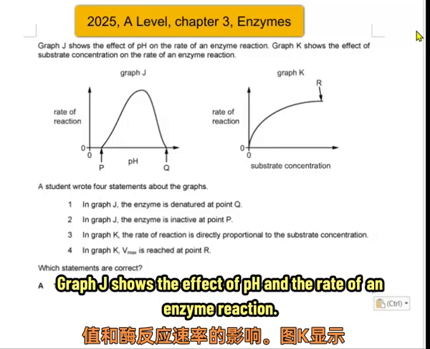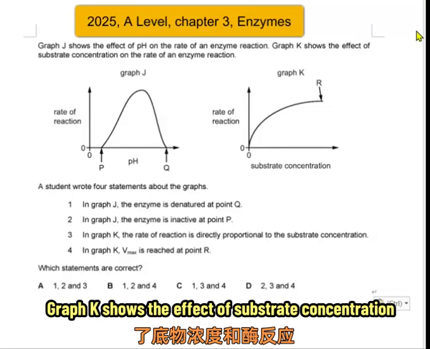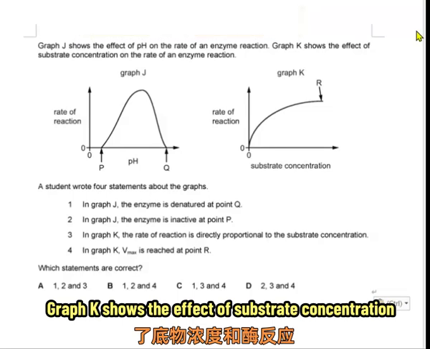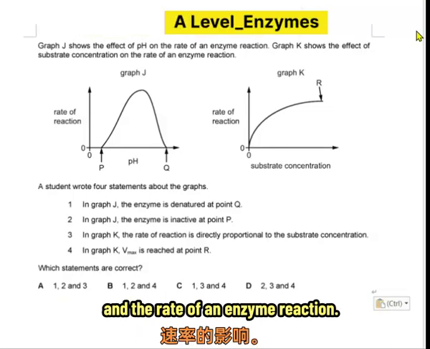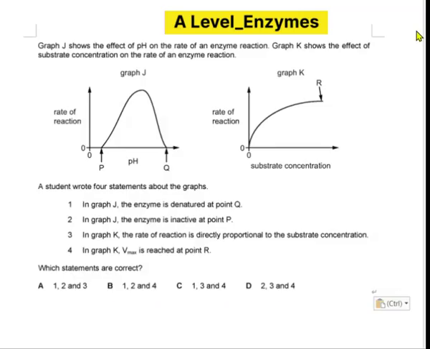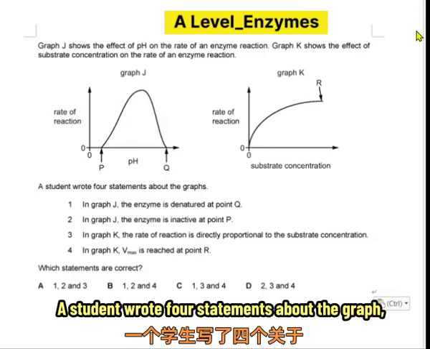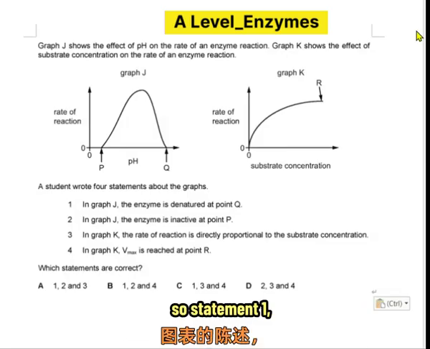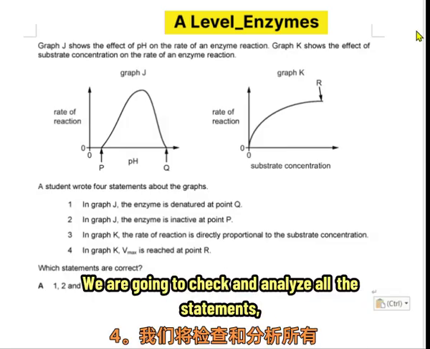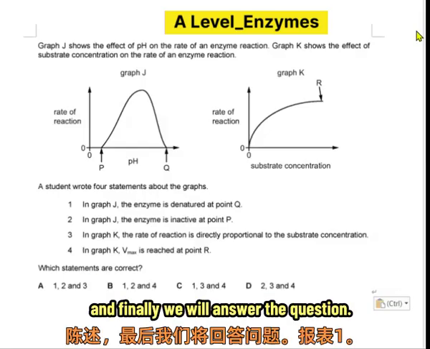Graph J shows the effect of pH on the rate of an enzyme reaction. Graph K shows the effect of substrate concentration on the rate of an enzyme reaction. A student wrote 4 statements about the graph, so statement 1, 2, 3, and 4. We are going to check and analyze all of the statements, and finally we will answer the question.